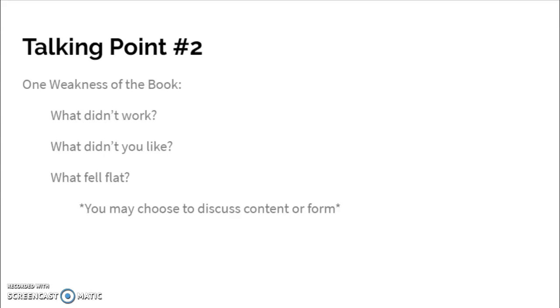The second talking point is kind of the opposite of that, one weakness of the book. What didn't work? What didn't you like? What fell flat for you? What was something that you had a hard time getting behind? Again, this can either be content or form. So if you had an issue with the way the information was presented, or if you had an issue with one of the particular habits, you can choose to talk about either of those.